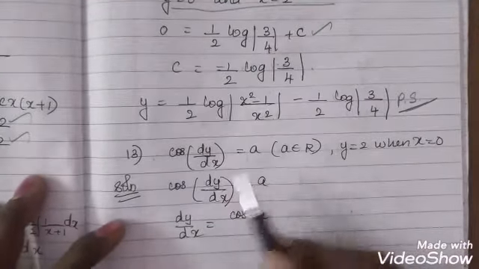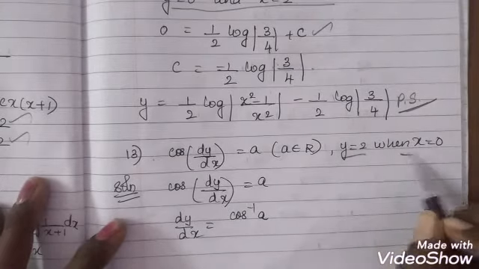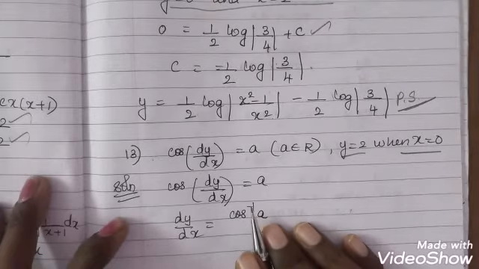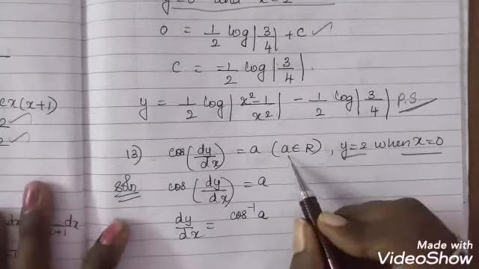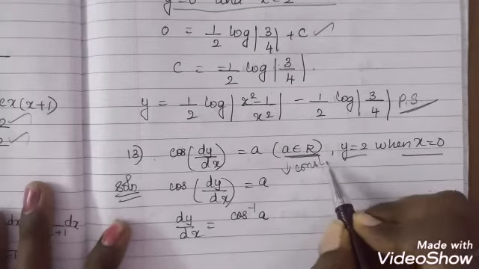Now the 13th question: cos of dy by dx is equal to a, where a belongs to R, y is equal to 2 when x is equal to 0. Here again you will have to find only the particular solution. Why is it, if they have given a belongs to R? It means that a is nothing but a constant.